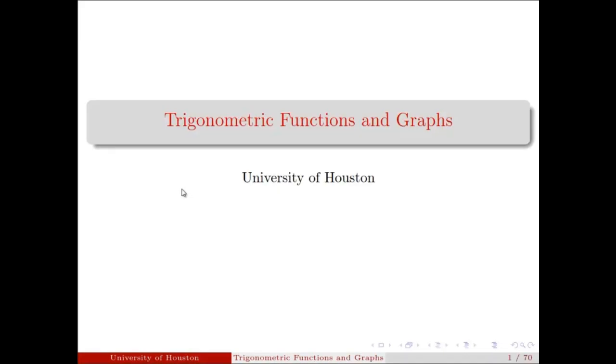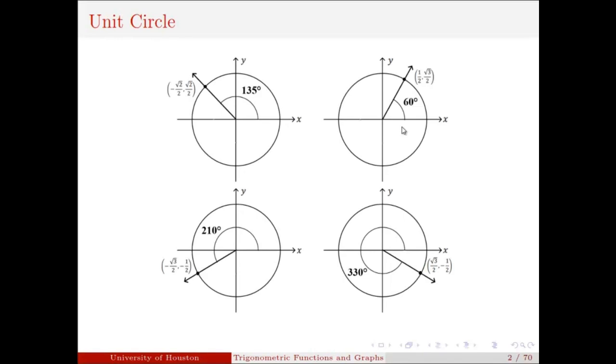In this video, we will review trigonometric functions and their graphs. Previously, we learned how to evaluate a trigonometric function using the unit circle. For example, the sine of an angle is defined to be the y-coordinate of the associated point on the unit circle. Therefore, the sine of 60 degrees is square root of 3 over 2. The sine of 135 degrees is square root of 2 over 2.